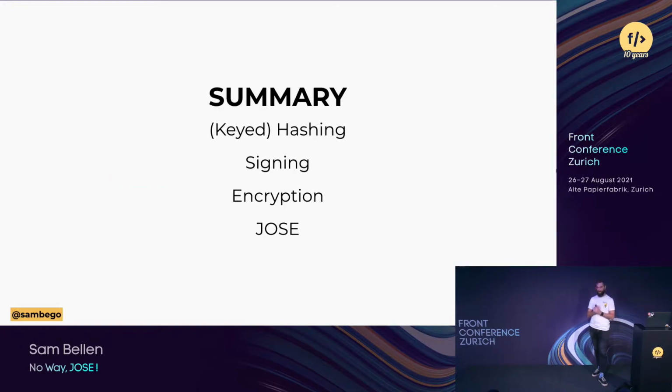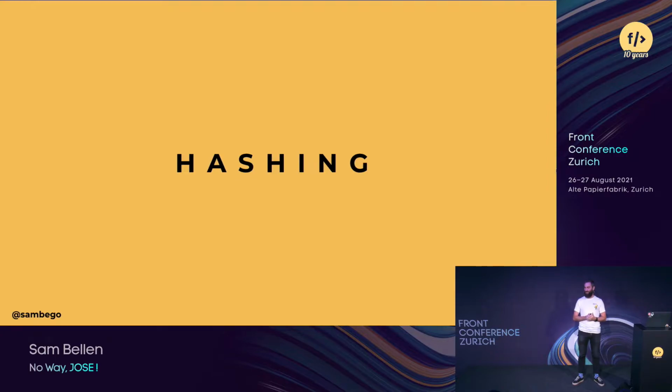Cool. In summary, we're going to see hashing and keyed hashing, signing, encryption, and then the Jose standard, No Way Jose. So let's look at hashing first.